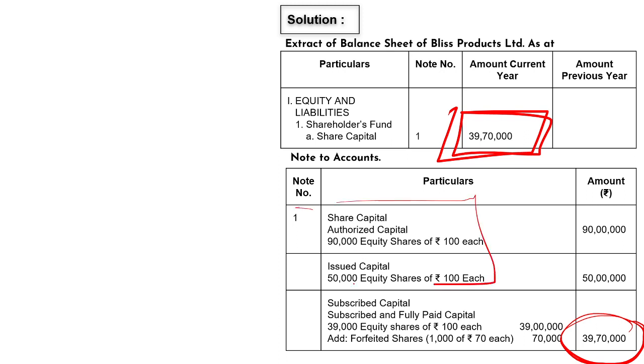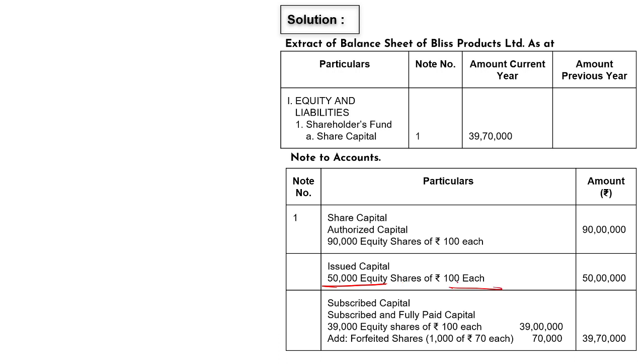And this information is clearly given. Authorized capital is 90,000 shares of 100 each, and issued capital is 50,000 shares of 100 each. So this balance sheet is again for 4 marks. First calculate the subscribed number of shares and then add the forfeited balance. Add the balance of the forfeited shares which are not reissued, because the shares which are reissued, their balance will be transferred to capital reserve. So you will add 70,000 here, and this final balance is recorded in the balance sheet.